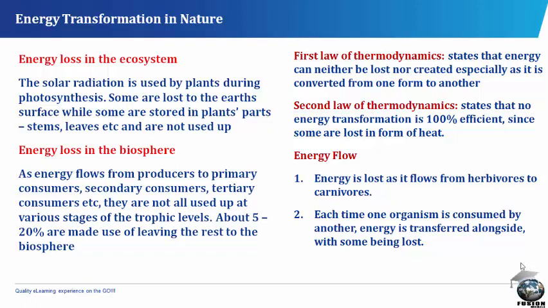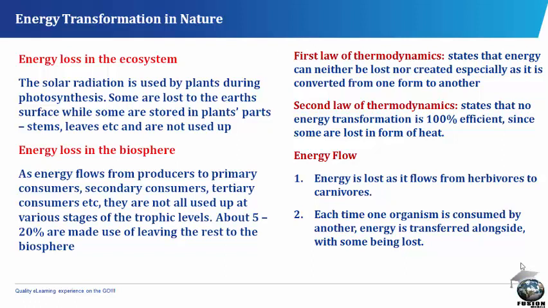The second law of thermodynamics states that no energy transformation is 100% efficient, since some is lost in form of heat. Energy loss in the biosphere. As energy flows from producers to primary consumers, and from primary consumers to secondary consumers, and from secondary consumers to tertiary consumers, and so on, it is not all used up at the various stages of the trophic levels. About 5 to 20% is made use of, leaving the rest to the biosphere.